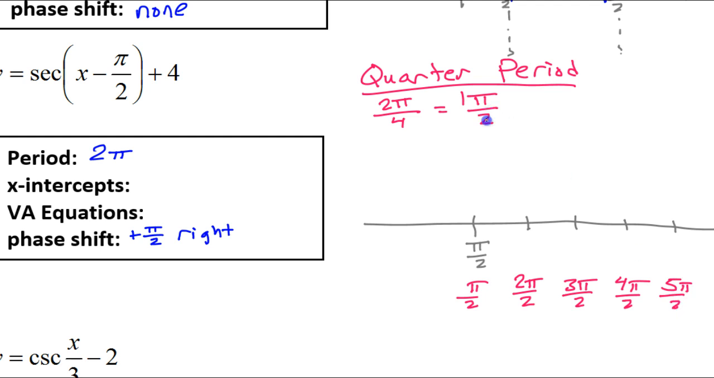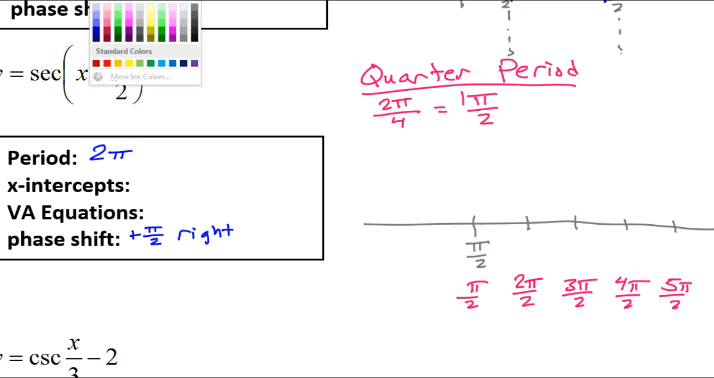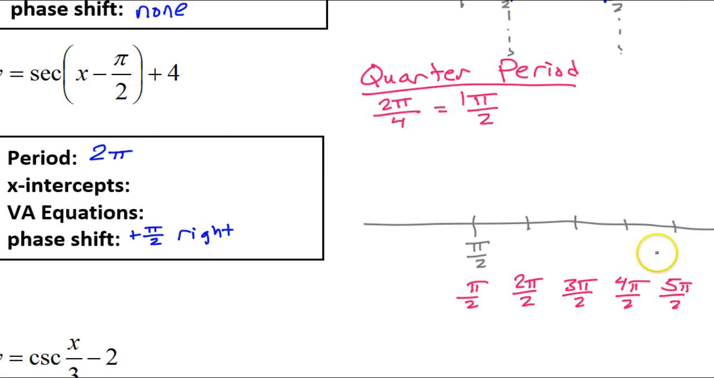All right? I'm just adding a quarter period. I'm adding 1 pi over 2 every time. Does that make sense so far? Okay. I always put them down here below because usually at least one of them has to be reduced, and I like to leave space for that. So this one, for example, reduces down to just pi.